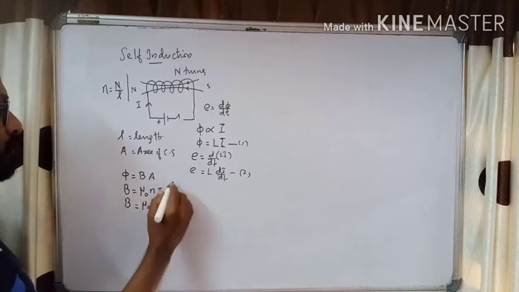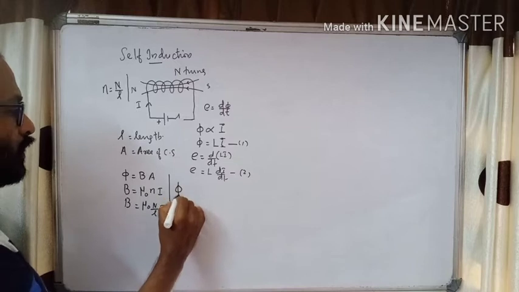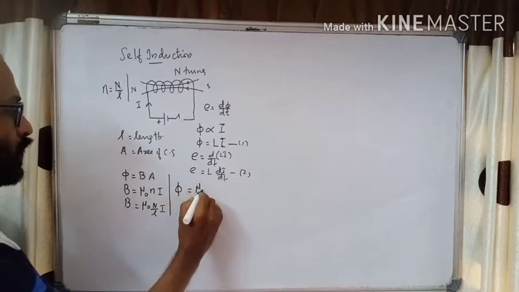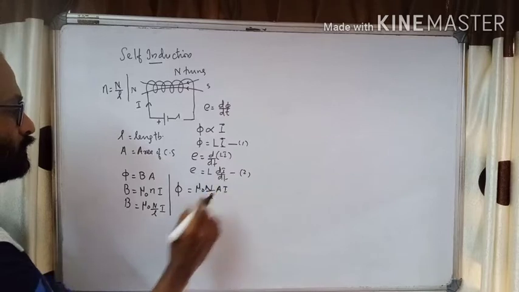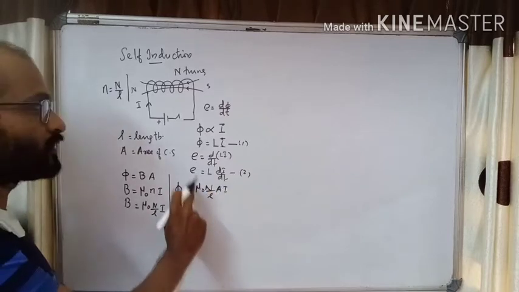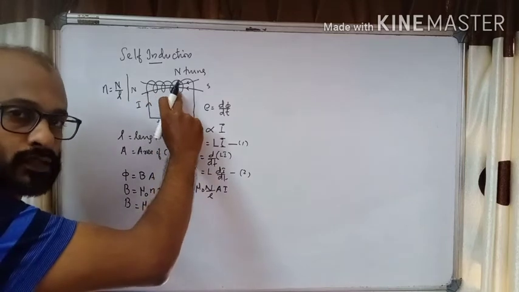So what is the magnetic flux? The flux phi is equal to B into A, so mu 0 N by L A into I. This is the flux linked with each turn of the solenoid.